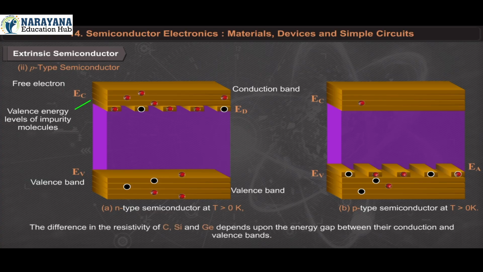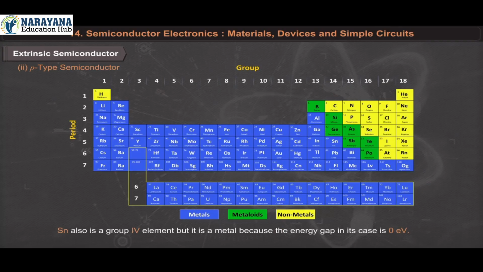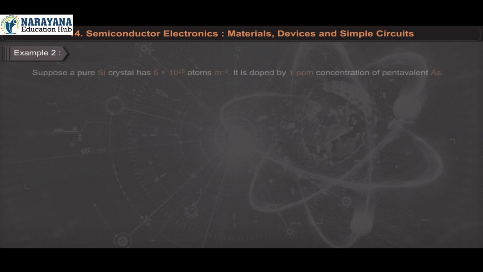The difference in the resistivity of carbon, silicon and germanium depends upon the energy gap between their conduction and valence band. For carbon, silicon and germanium, the energy gaps are 5.4 electron volt, 1.1 electron volt and 0.7 electron volt respectively. Tin also is a group 4 element, but it is a metal because the energy gap in its case is 0 electron volt. Example 2.